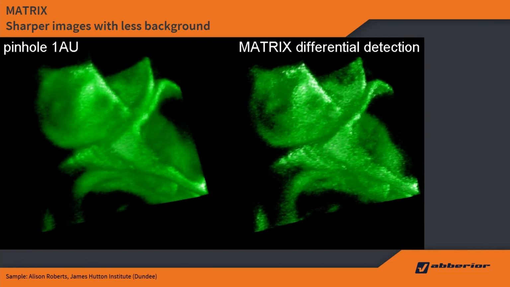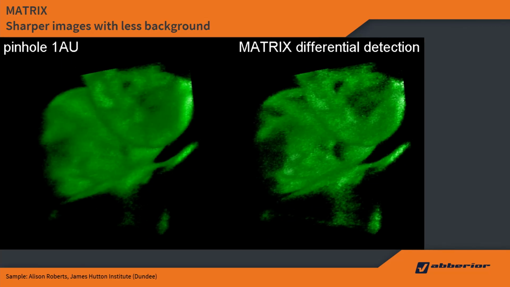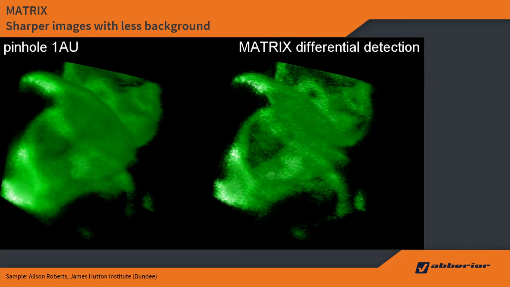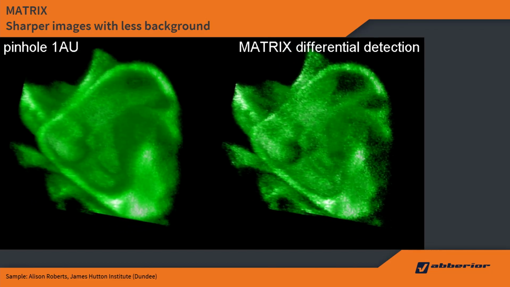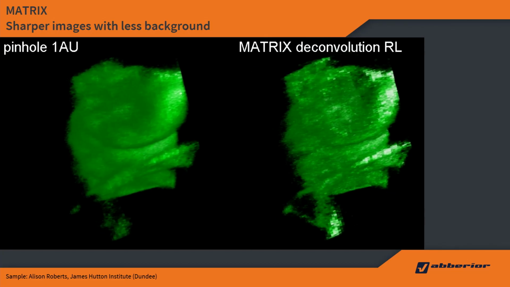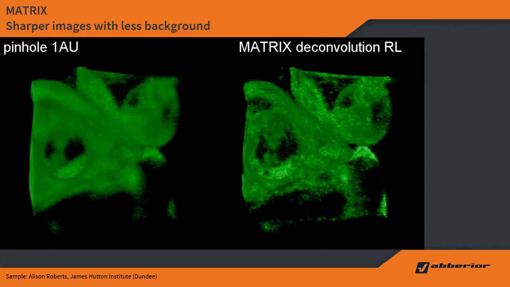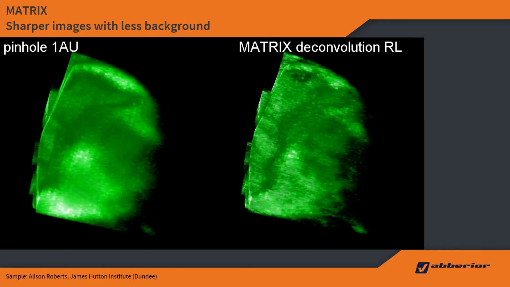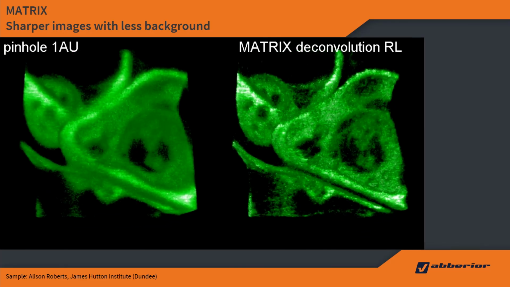Here's a movie, basically a rendering of a volume acquired in confocal and matrix mode. On the left we see the normal confocal image, on the right the matrix in differential detection mode. You can already see gaps which are not visible in the confocal mode, and then with deconvolution on top you can see a lot more detail and gaps which are usually obscured by haze. With this I would like to finish the matrix part and move on to STED microscopy.